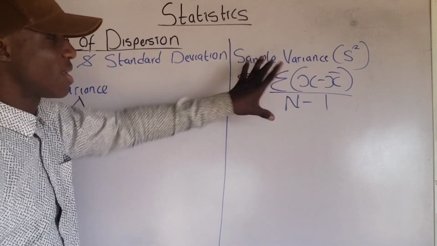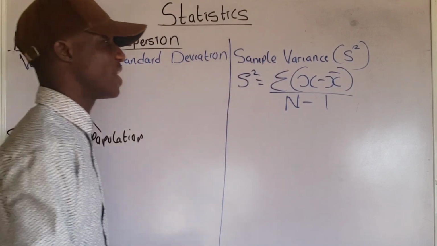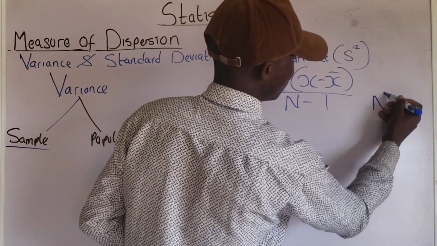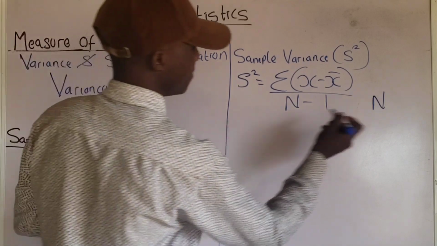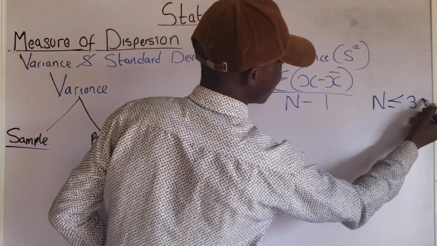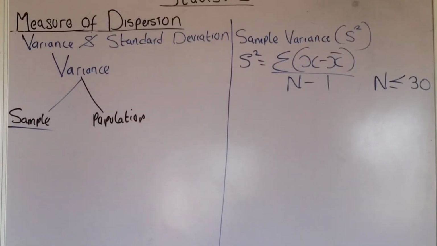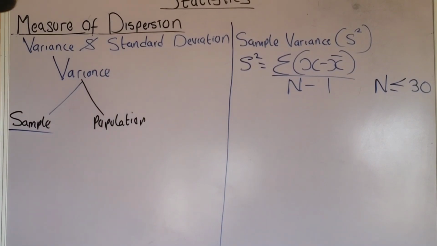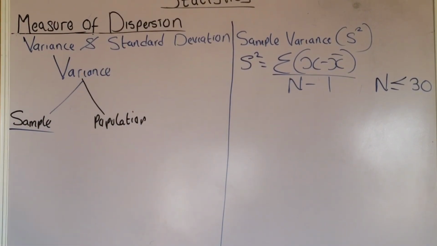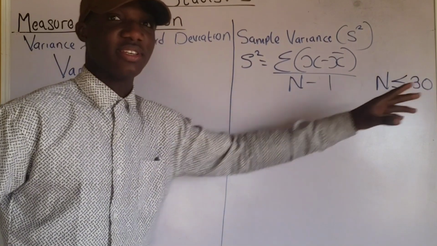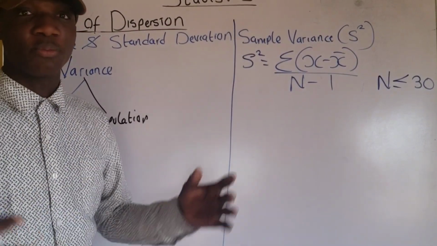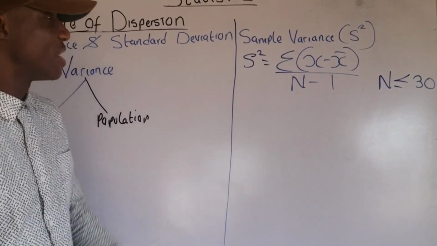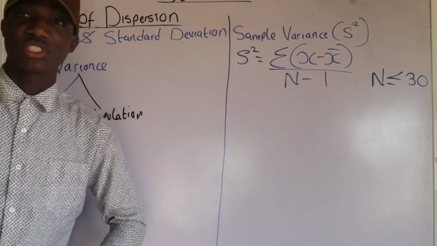We're going to use this formula if the value of n is not greater than 30. That is, the value of n is less than or equal to 30, where n is our sample size. So if n is less than or equal to 30, we are talking about sample variance. But if it is greater than that, we are going to make use of the population variance. So this is the formula for sample variance.